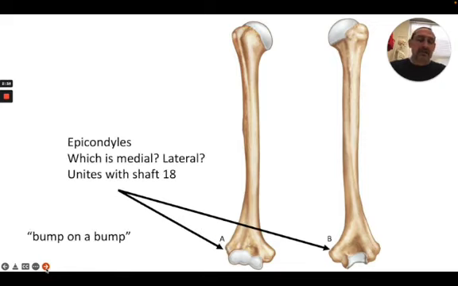The outside of the humerus has epicondyles. Epicondyles just mean a bump on a bump. Medial, if you remember, is toward the middle. Lateral is toward the outside. But you have to remember the skeleton here, these bones are in the anatomical position. So keep that in mind. They typically unite with the shaft around 18 years old.